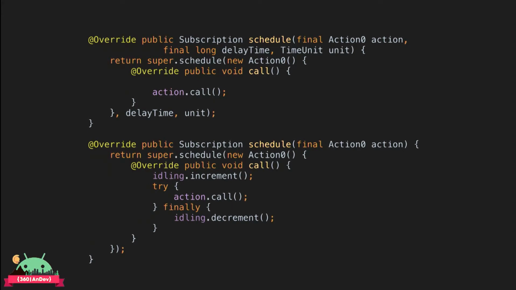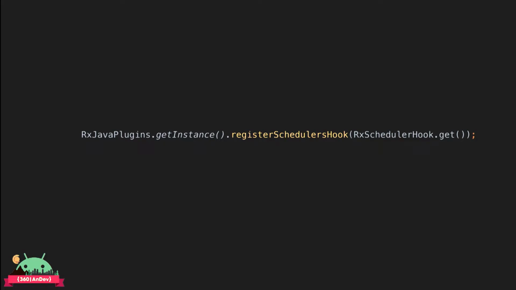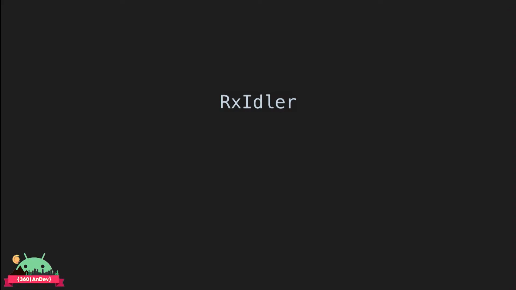So you can guess, right? In my subscription, when I call my action, I increment the counting idle resource, execute the action, and at the end, I decrement the internal counter. And this works. Actually, at Agoda we are using the same approach, and it works very well. So we don't have to worry about anything of RxJava with Espresso.